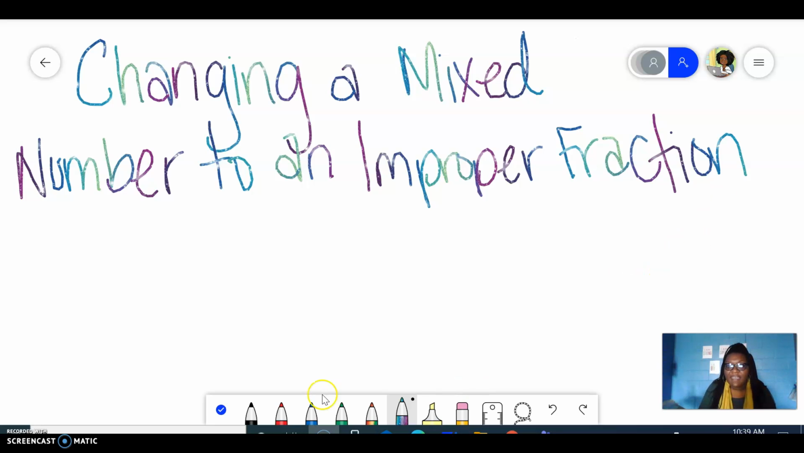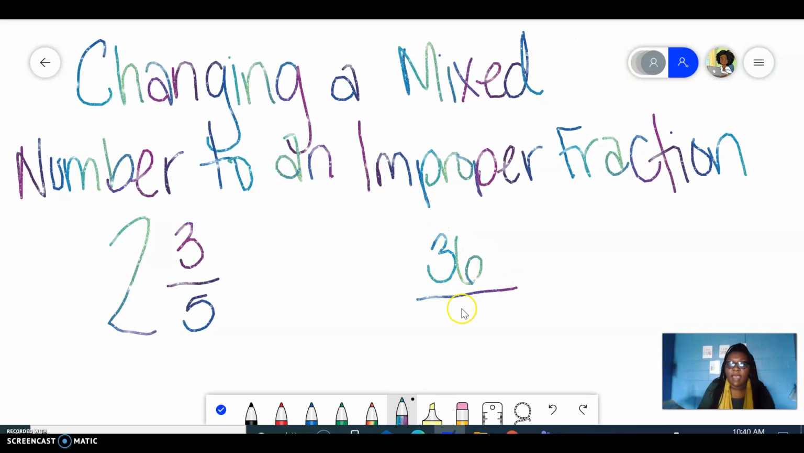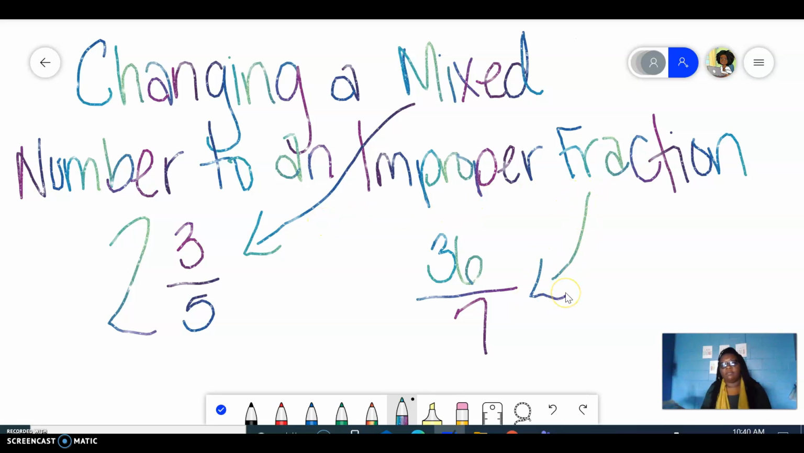We want to remember that a mixed number has a whole number with a fraction. It shows a whole number with a fraction. Okay, this is a mixed number. An improper fraction is where the numerator is larger than our denominator. Okay, and so this is a mixed number. And this is an improper fraction, okay?